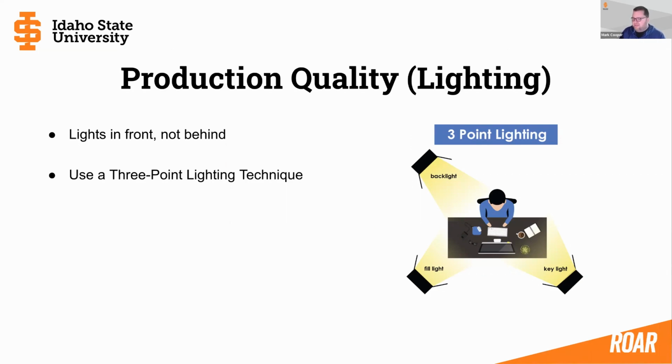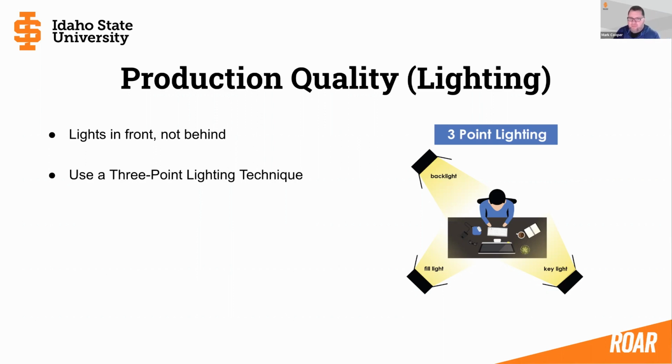Then you have a fill light, and this is also placed in front of you, kind of off to the side, and this is used to fill in any shadows that the key light might create. And finally, there's a backlight, and the backlight is placed behind you so that it gives a separation between you and your background. Now, this can be easily set up in your office using a combination of desk lamps and table lamps and floor lamps. So don't think that you have to go out and spend a ton of money on professional lighting equipment.